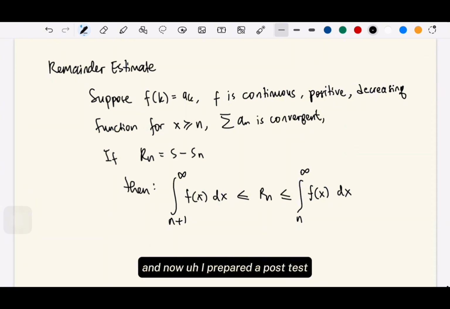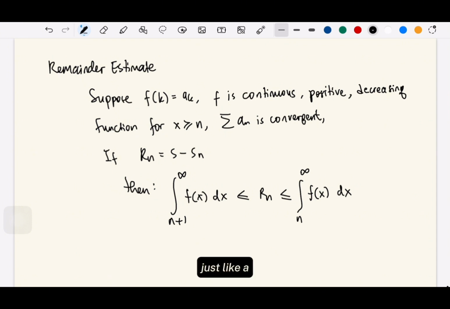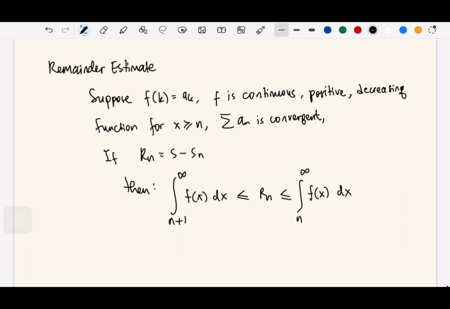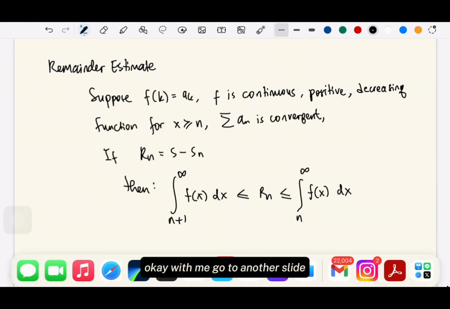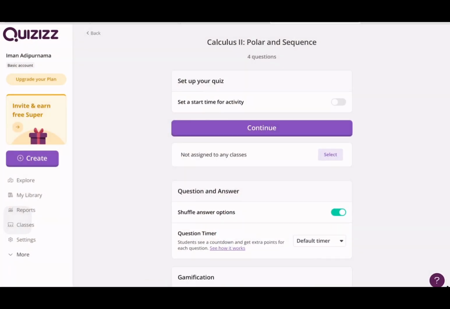And now, I have prepared a post-test. Just a simple question, like usual. Maybe three questions. Questions will be about the polar and the sequence. Okay, let me go to another slide. Oh, 4 questions.